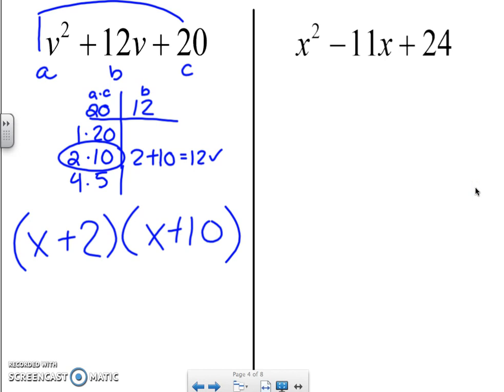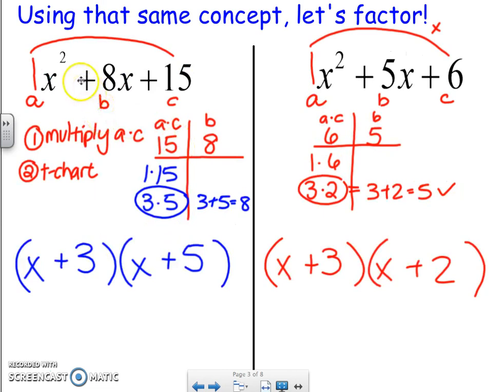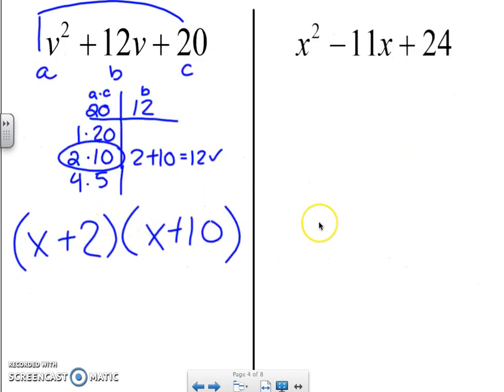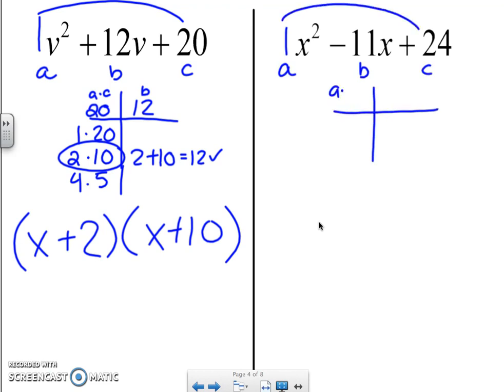Notice that all the ones we've done have all had plus signs. So that's why all of our answers have been positive. But notice here we have a negative. But still, I'm going to label my a, b, and c. I'm going to multiply a times c and put my b term there. So 1 times 24 is 24. And then negative 11 will go right there.